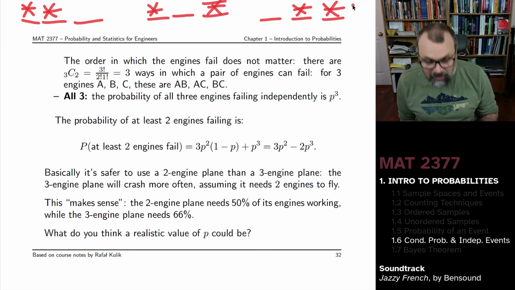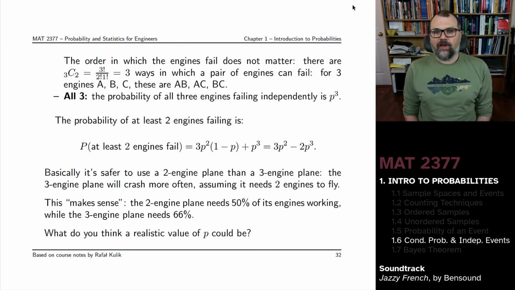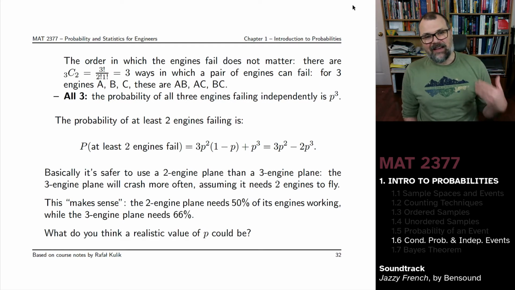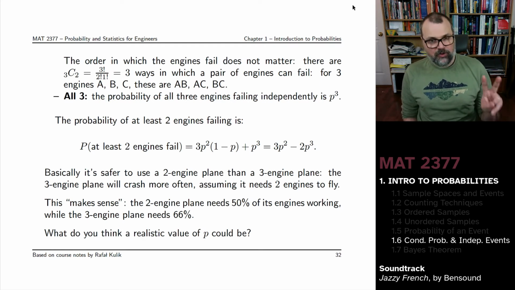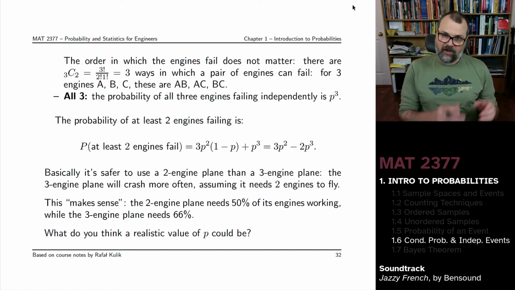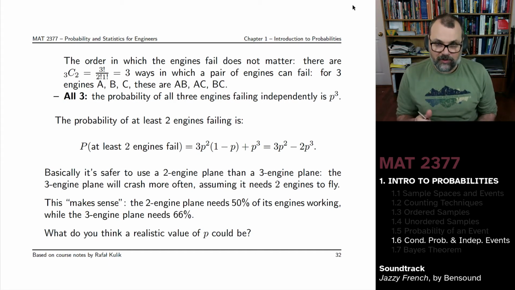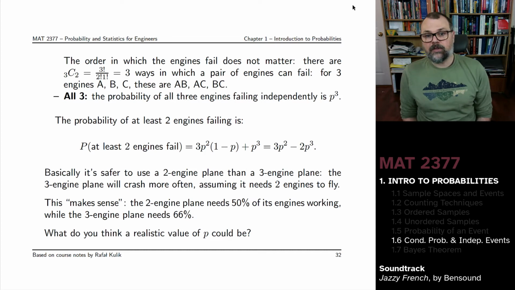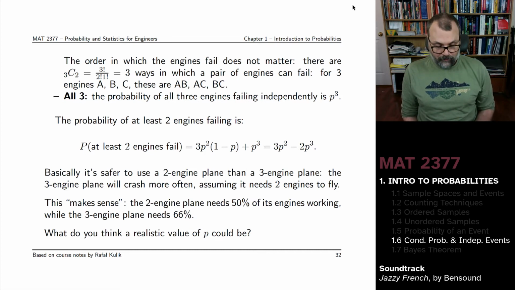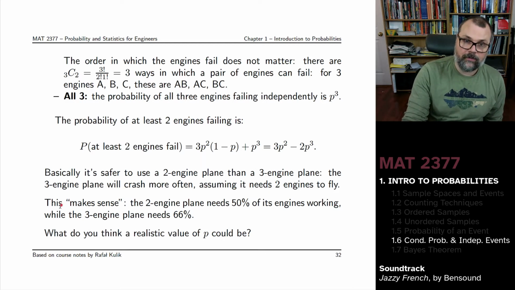And what's the probability now of having all 3 engines fail? Well, if they all fail independently, that would be P to the 3, sorry. So your probability of at least having 2 engines failing would be the probability of 2 engines failing, which would be 3 times the probability of a pair failing in the 1-2 position. It could also be the 1-3 position and 2-3 position, so that's why you multiply by 3, plus the probability of all 3 engines failing simultaneously. So you end up with this expression here.